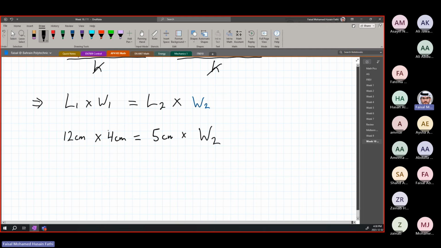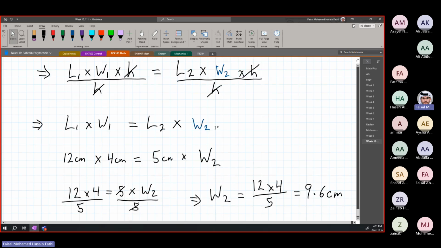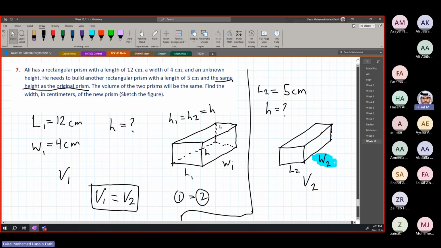And now we solve for W2. How do we do that? 12 times 4 is equal to 5 times W2. Then we divide both sides by 5 to cancel out the 5. W2 is equal to 12 times 4 divided by 5, which is equal to 9.6 centimeters. And we found W2. Okay? Any questions? I will just do a recap.